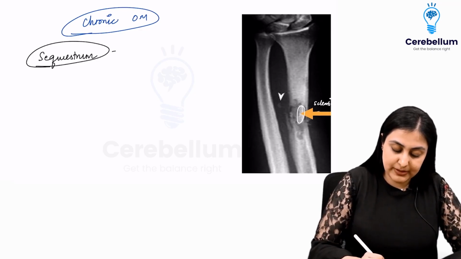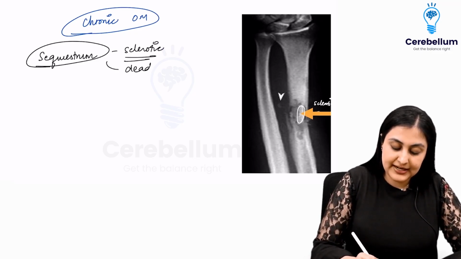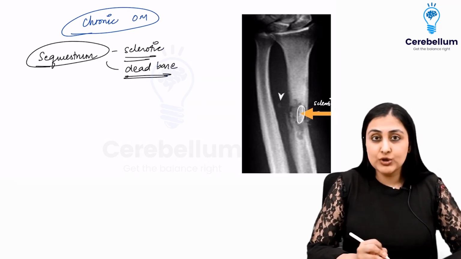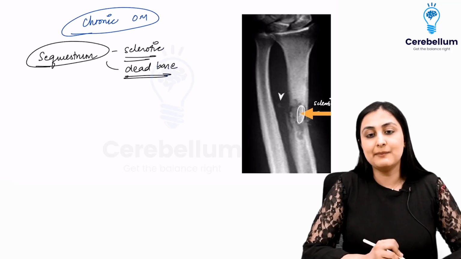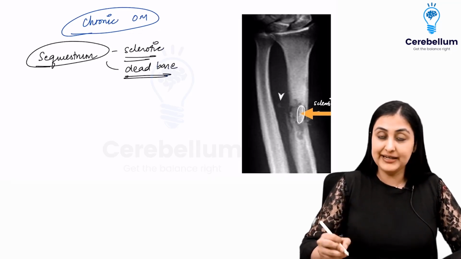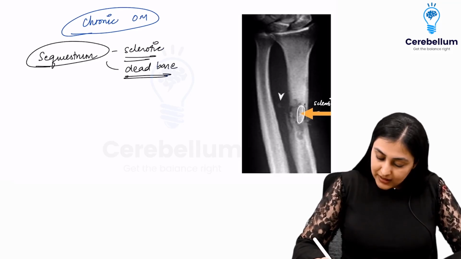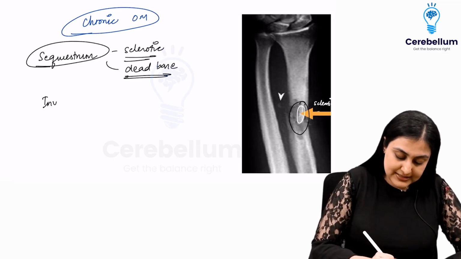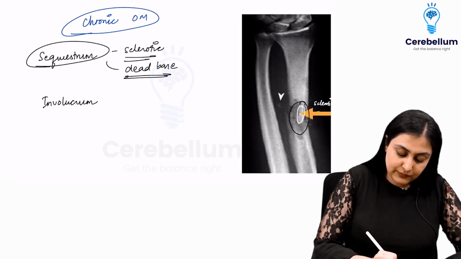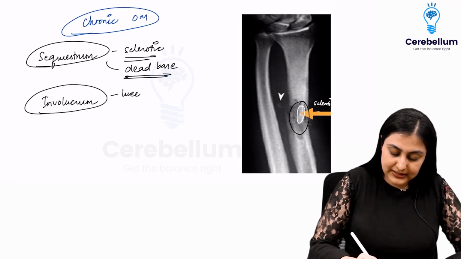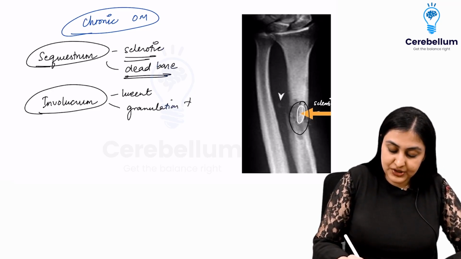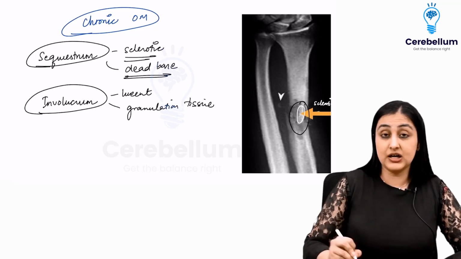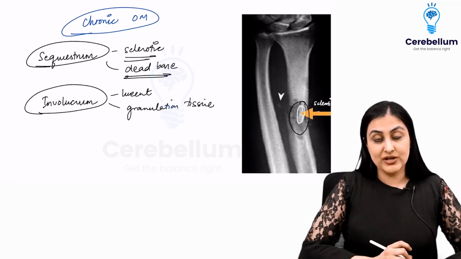So sequestrum, remember, is the central sclerotic part here, which represents the dead bone. Because it is dead bone, there is devascularization that is happening, and that would result in this white mineralized bone. Surrounding the sequestrum, we have this lucent zone here, which is called the involucrum. So involucrum is the surrounding lucent area here, which represents granulation tissue. So this is reparative granulation tissue which is seen around the central white sequestrum.